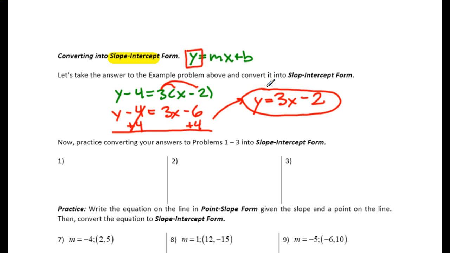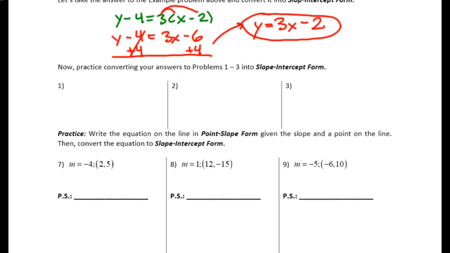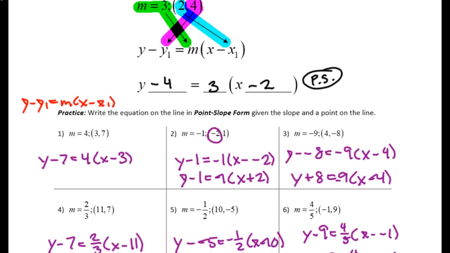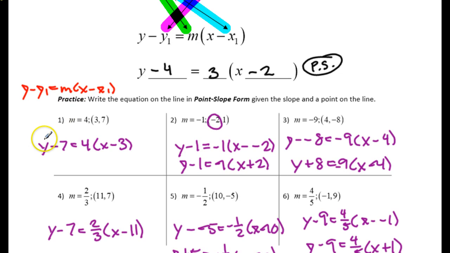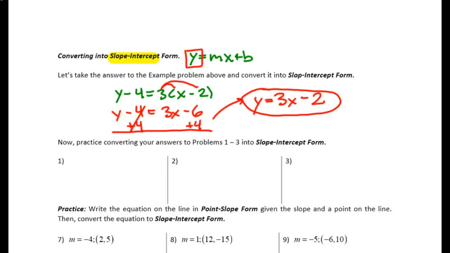So you see, once we set it up into point slope, when we solve for y, this turns it into slope-intercept form. Okay? Alright, let's do a few more practice. So it says now practice converting your answers to problems 1 to 3. So let's kind of come back here. Number 1 was y minus 7 equals 4x minus 3.